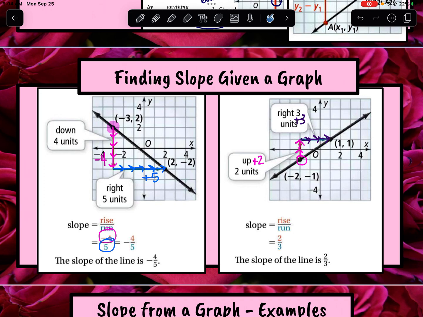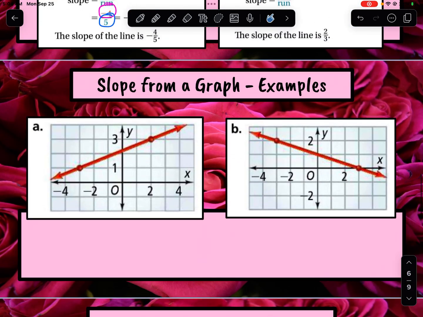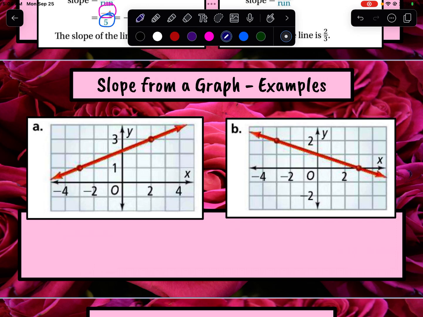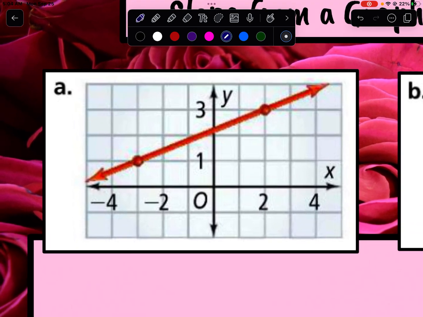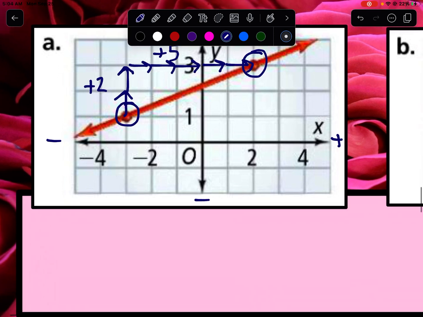Okay, here's some examples of finding slope. I'm going to start at my leftmost point and go to my rightmost point. I'm going to count up 1, 2. Up is in the positive direction. So I'm going to go up 2, and then I'm going to go right 1, 2, 3, 4, 5. So this is a slope m equals 2/5. Slope, we use the letter m.